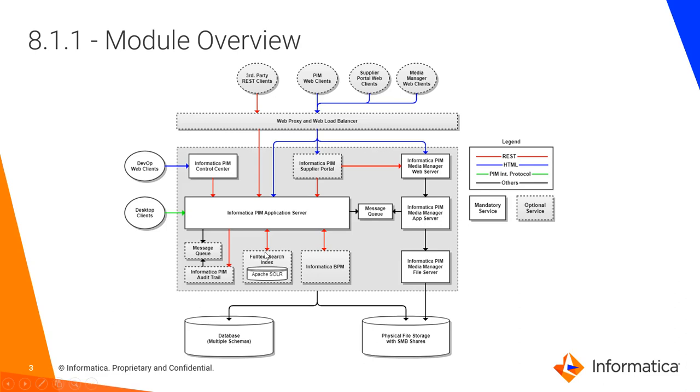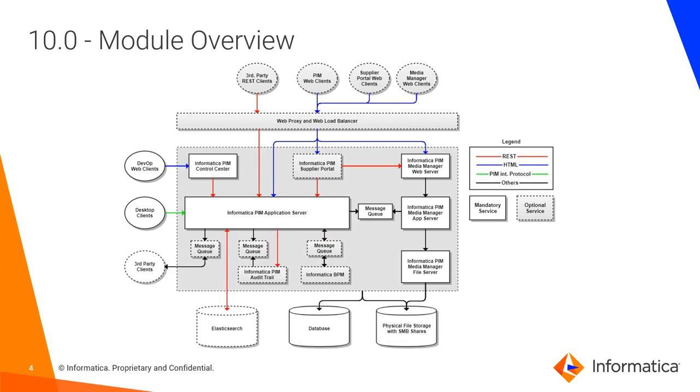In order to safeguard the overall system and to better handle peak load scenarios and larger data volumes, we changed how these modules interact with the application server in version 10. So, here's the Product 360 version 10 architecture. In version 10, we not only provide a ton of new business features, but also address the most pressing architectural topics at hand.